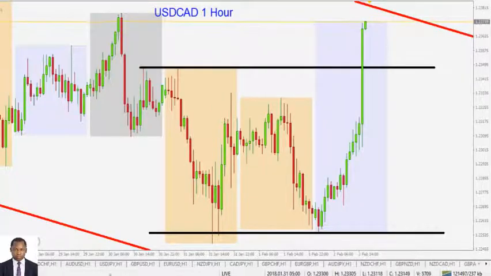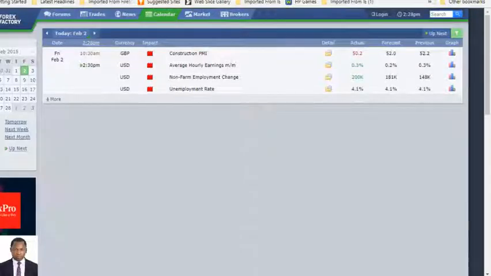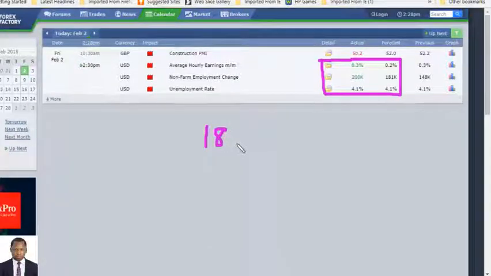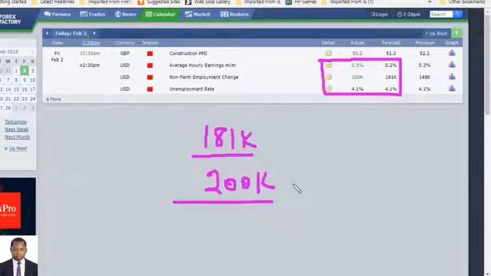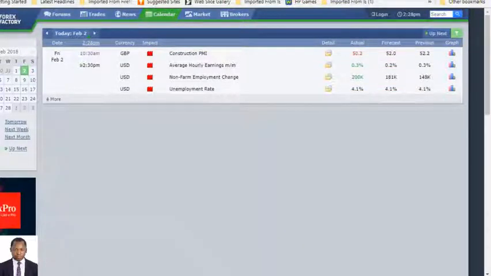Okay, now looking into the Forex Factory economic calendar, you will be able to see that all three news announcements released from the American dollar axis are in favor of the American dollar. That means the American dollar is going to gain more strength. It was forecasted that the non-farm payroll was going to change to 181k. Okay, but we got a figure that far surpassed the forecasted figure, 200k. Okay, that gave much strength to the American dollar, and that is why you are seeing the American dollar pushing in that direction.